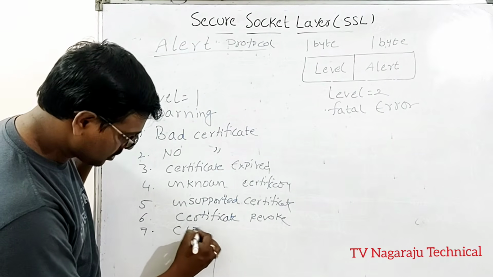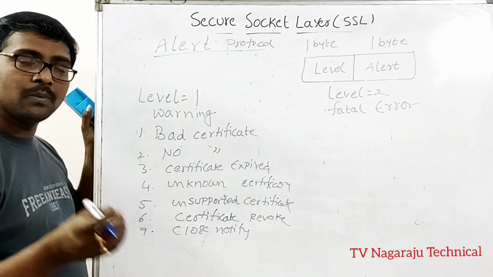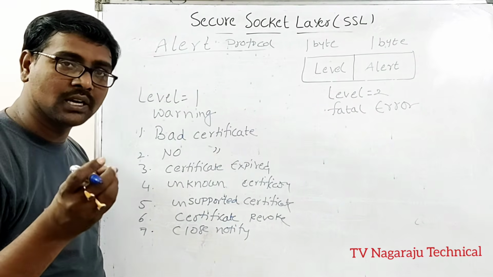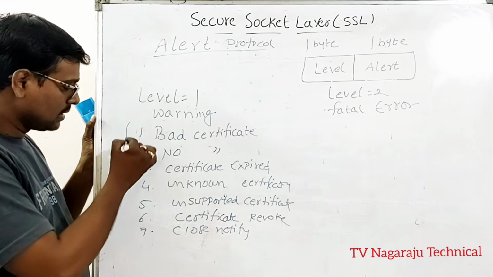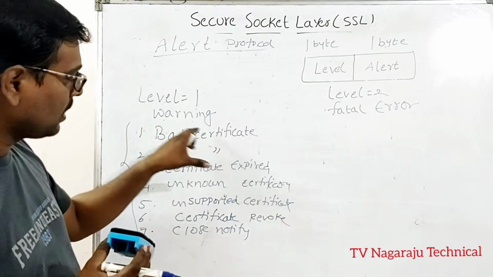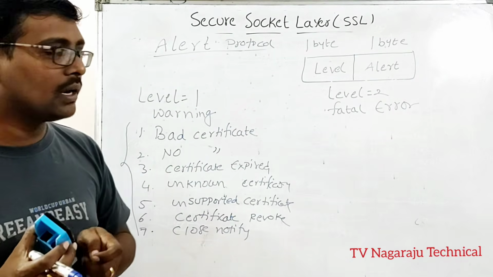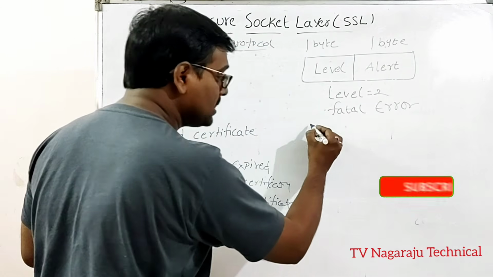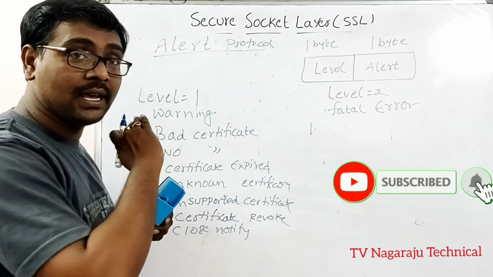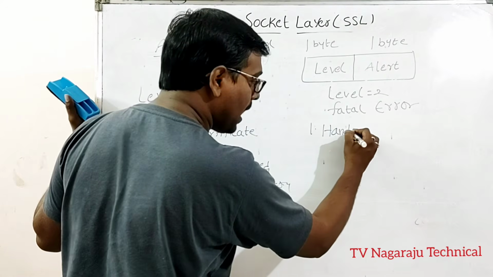The next one is close notify, which means the server does not want to send any more messages. Observe, these are warning messages. Even though you are getting something related to a certificate, it just leads to warning messages. But what is a fatal error? It breaks the entire connection. First, handshake failure.